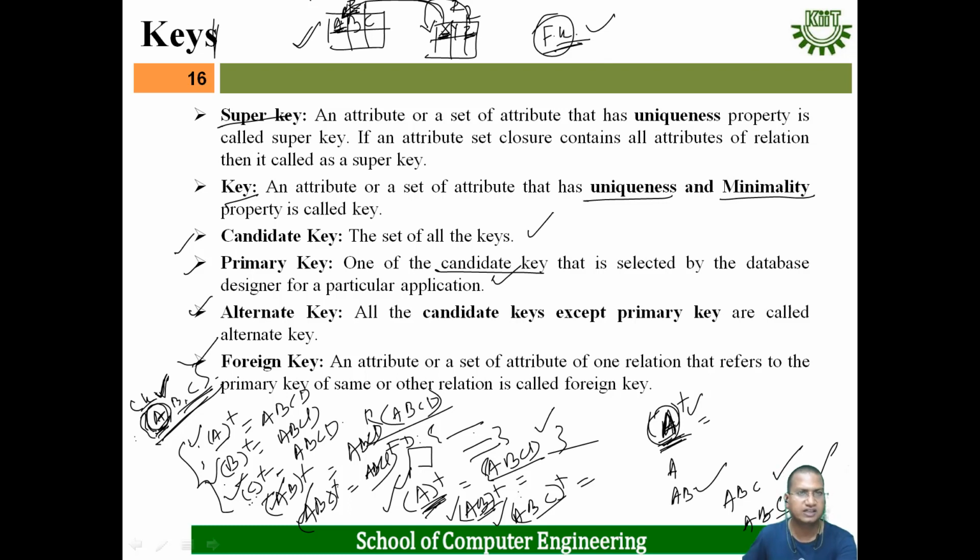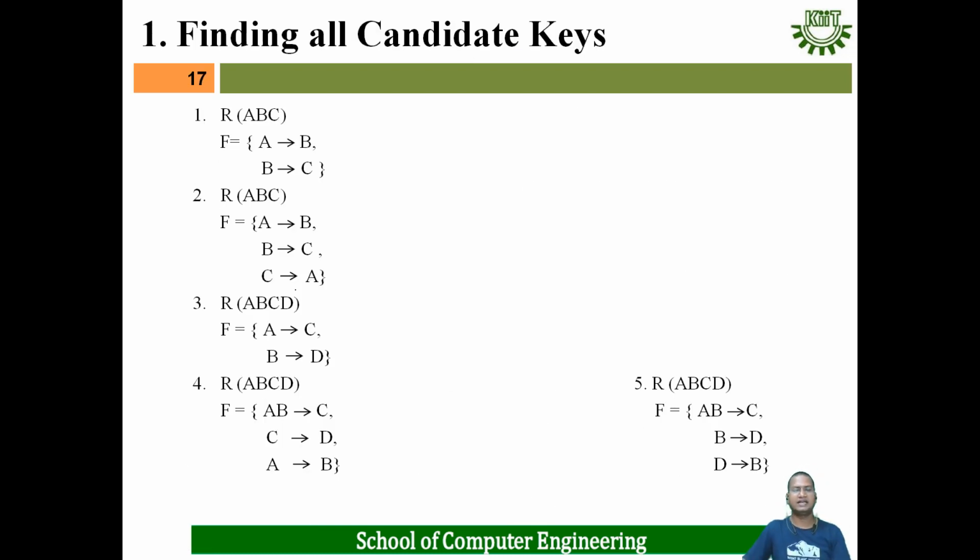These are the different kinds of keys, but basically we will consider here how to find out the candidate keys and super keys, and finding all candidate keys in this case. Suppose first example, R is a relation with three attributes A, B, C. Then the functional dependency set is A determining B and B determining C. Then what are the various candidate keys possible in this case?